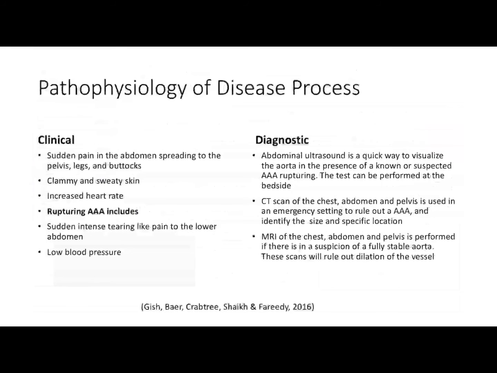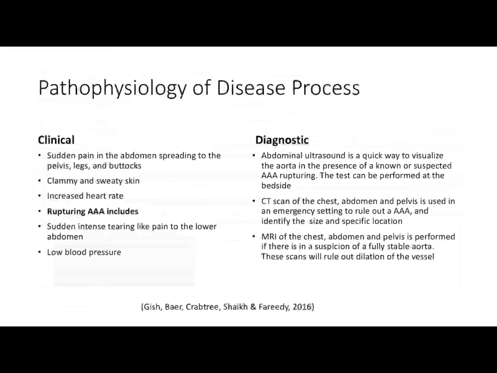Diagnostic exams for a AAA would be an abdominal ultrasound. This is a quick way to visualize the aorta in the presence of a known or suspected AAA rupturing. This test can be performed at the bedside. Another test is a CT scan of the chest, abdomen, and pelvis. This is used in an emergency setting to rule out a AAA. It is a very precise test that can show you the location and the size of the AAA.